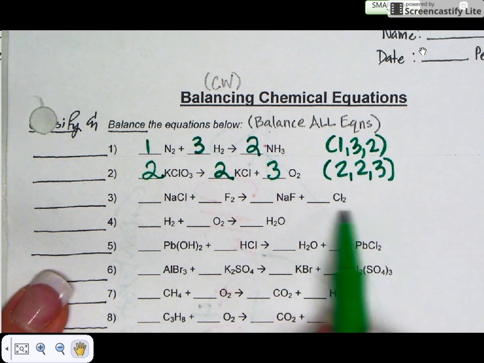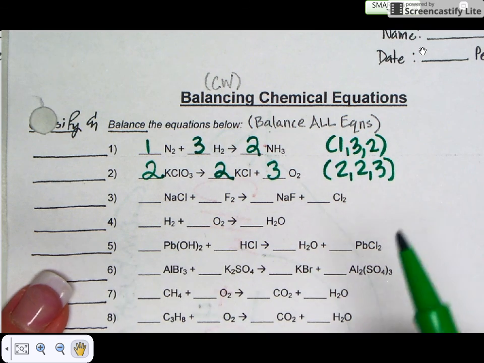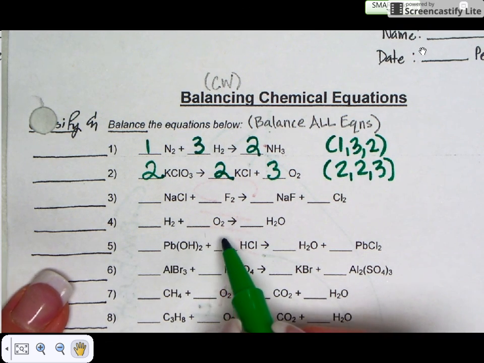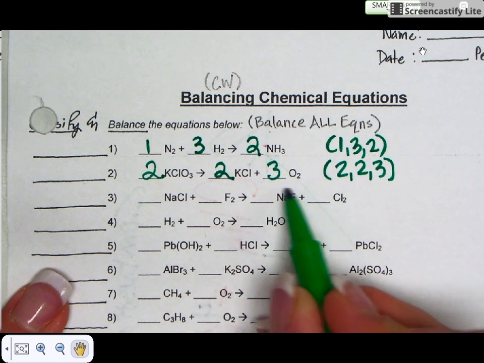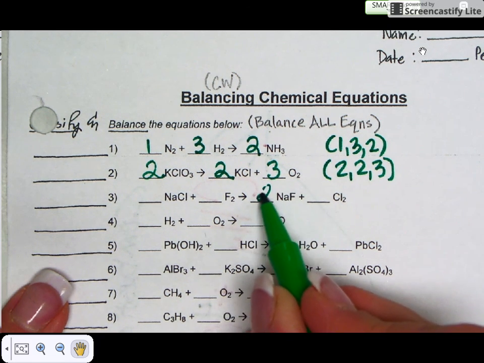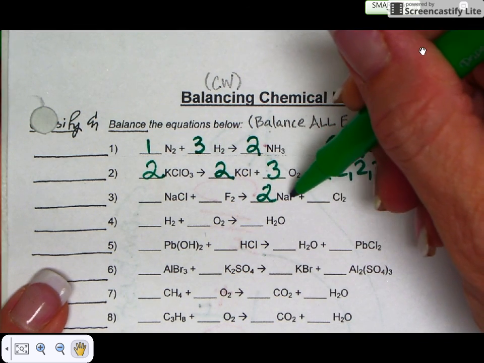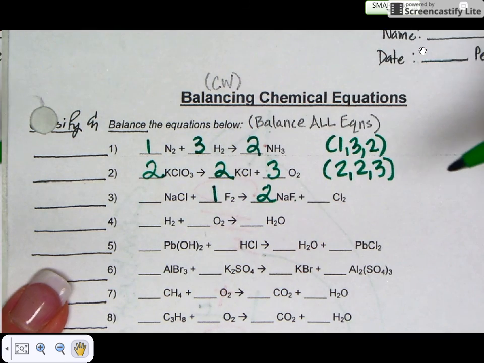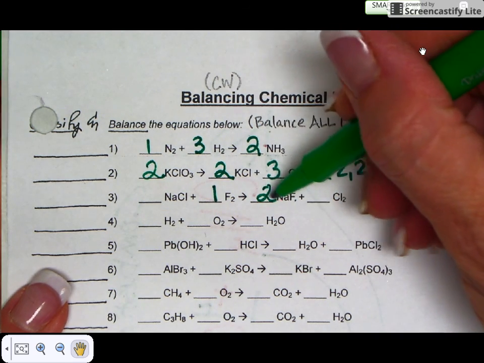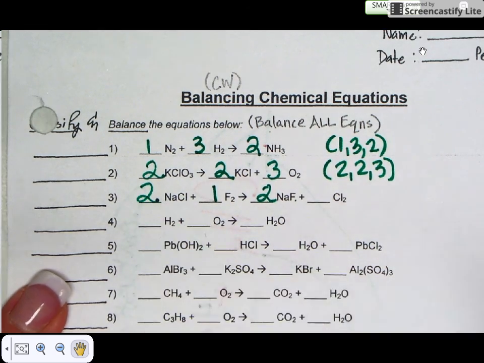I don't see any odd subscripts here, so I'm just going to start with the subscripts that I do see that are larger than 1. So here's a 2. There's 2 fluorines on this side. So to make this side have 2 fluorines, I'll put a coefficient of 2 in front of the sodium fluoride. So the 2 times 1 gives me 2 fluorines, and I have 1 times 2 gives me 2 fluorines. Now this made me have 2 sodiums on this side, so put a 2 here. That gives you 2 sodiums.